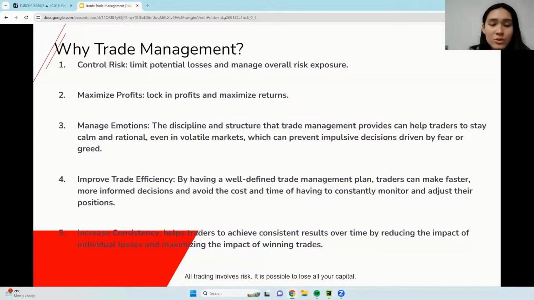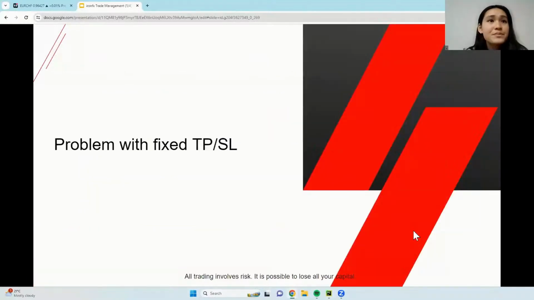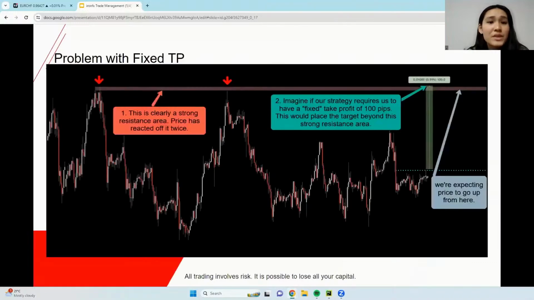Next, lastly, we have to increase consistency. Effective trade management helps traders to achieve consistent results over time by reducing the impact of individual losses and maximizing the impact of winning trades. Okay. So let's start off by going through the issue of having a fixed take profit or stop loss.